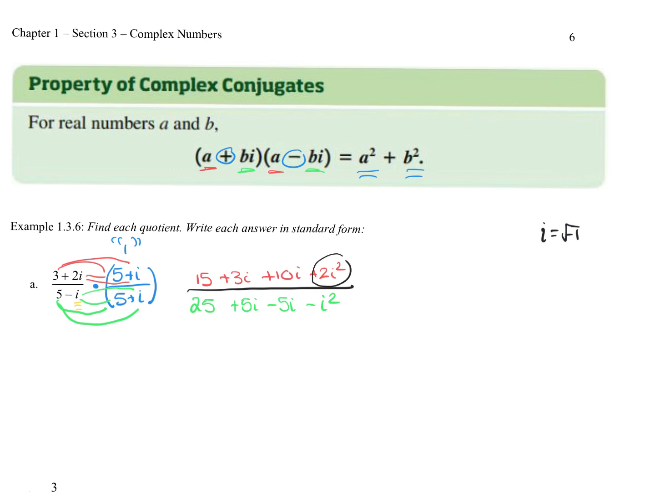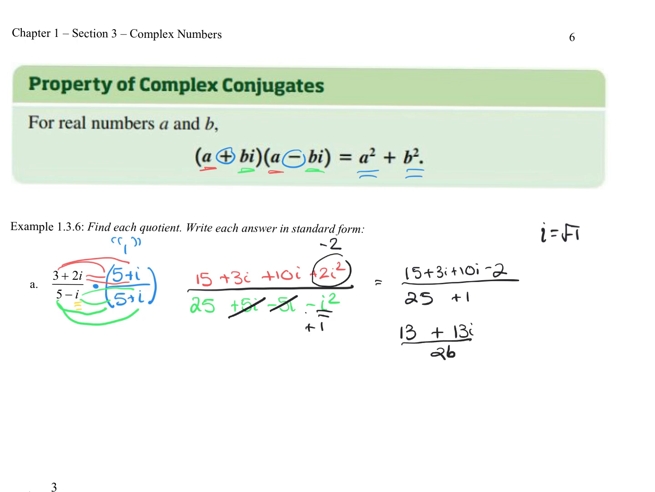This right here, i squared is negative 1, so this is a negative 2. And an i squared is negative 1, plus a negative in front makes this a positive 1. So what I really have now is 15 plus 3i plus 10i minus 2 over 25 plus 1. Those two cancel out. So on top, 15 minus 2 is going to be 13 plus 13i, all over 26.